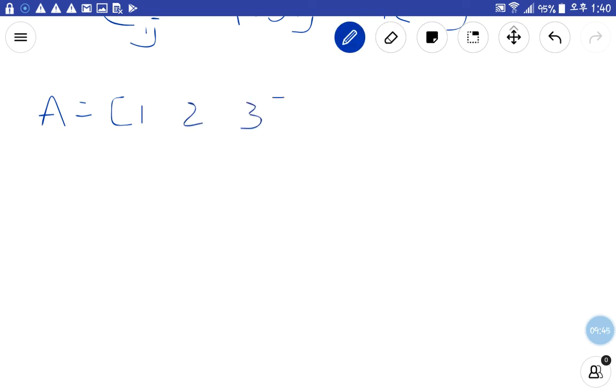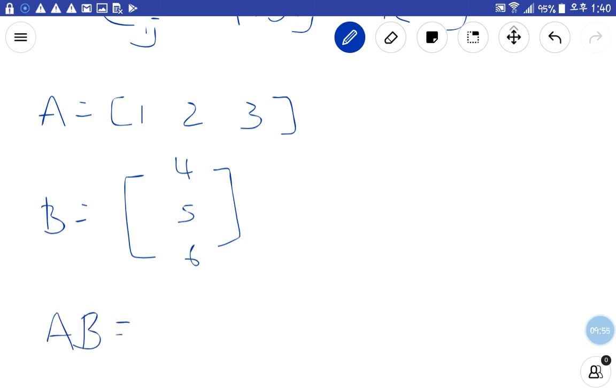Okay, so you may look at page 532, all the way at the bottom. I'm going to use this one. My A is 1, 2, 3, and my B is 4, 5, 6. So my question is, can you get AB, which is the product AB?